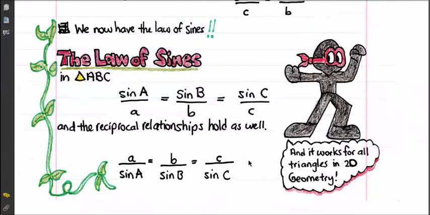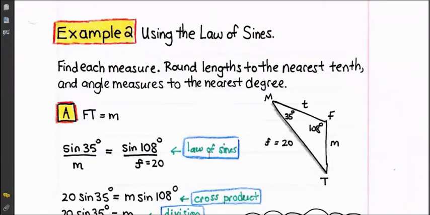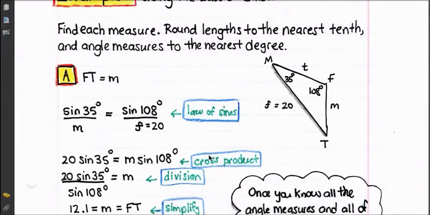And the cool thing about the law of sines is that it works for all triangles, not just the right triangles. Let's go ahead and look at using the law of sines. Find each measure, round lengths to the nearest tenth, and angle measures to the nearest degree.